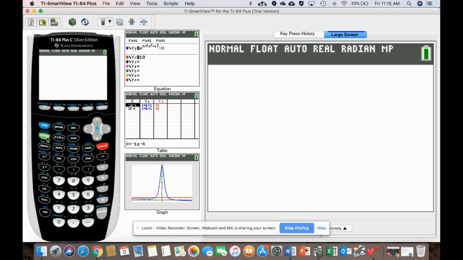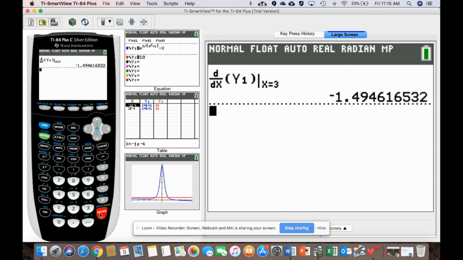So we want to say, this time, the derivative with respect to x of y1. And in this problem, it asked us specifically to find the derivative at 3. So that would be my slope for my tangent line. Nice and simple there, right? Let the calculator do its job. And then we can go ahead and write the tangent line equation from there.